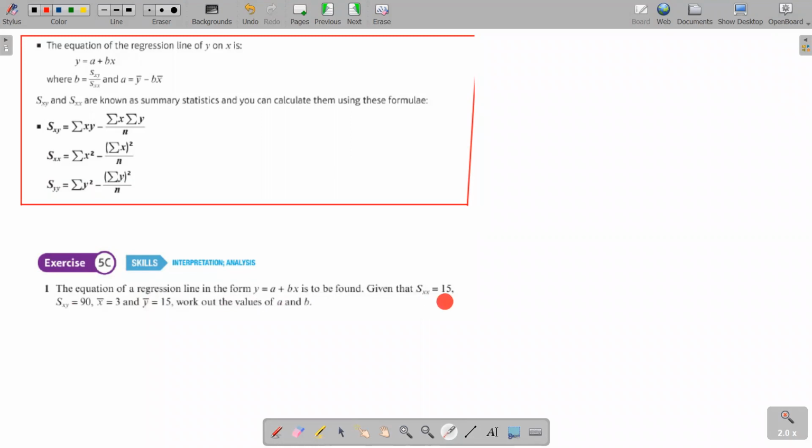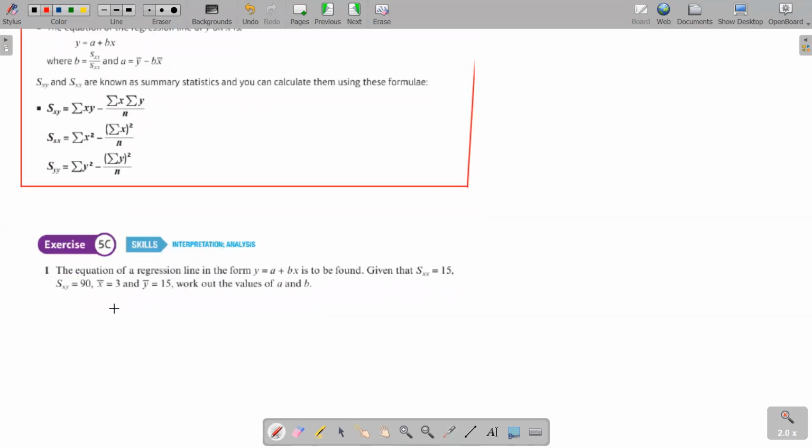Given that Sxx is 15, Sxy is 90, x bar is 3, and y bar is 15, work out the values of a and b. So guys, they have given you everything, so you don't really have to do any rigorous work here. It's actually easy, right? So first thing is to get the b value. What's your b value?